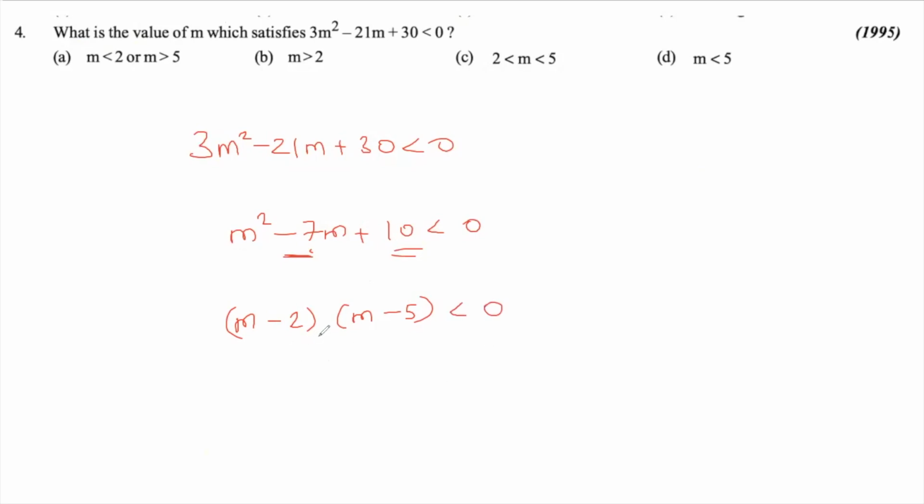Okay, now we have studied this in our course also, guys. Whenever a quadratic expression is less than 0, the value of the variable will lie in between the roots. So roots here are 2 and 5, and the variable here is m. M should lie in between the roots, and this is my C option. Okay, pretty straightforward question. That's how we do it.